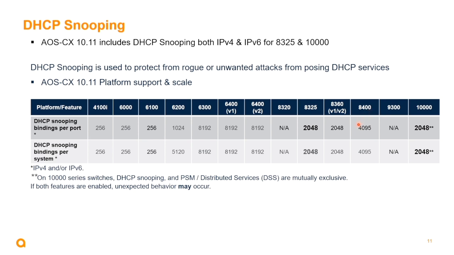One thing I should mention on the 10,000 series is that DHCP Snooping and the PSM distributed services are effectively mutually exclusive. If both features are enabled, you may get some very unexpected behavior, and we don't recommend that you switch them both on effectively.